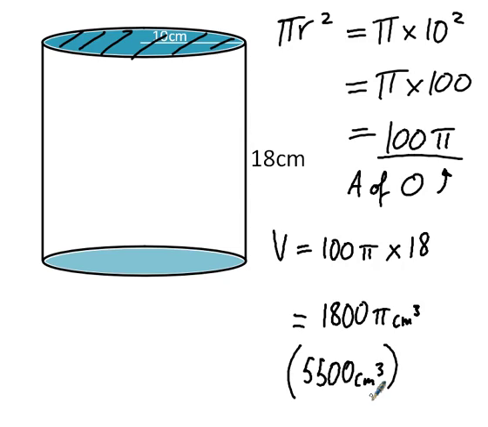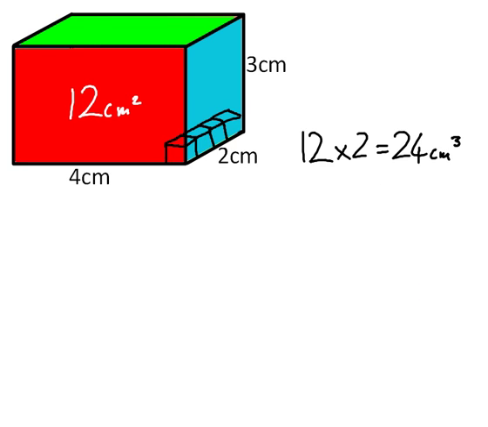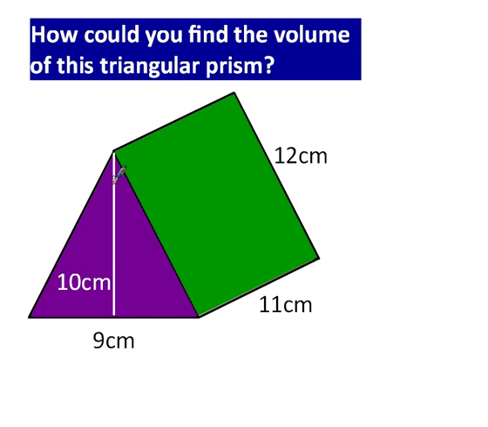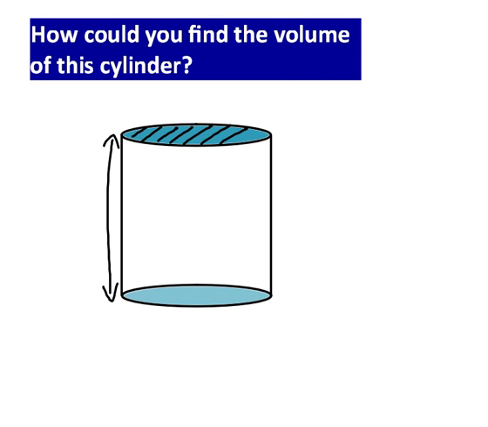Okay, so that's how to find the volume of a prism. You need to find the area of the face and multiply it by the depth. Same here, find the area of the face and multiply it by the depth. And the same here, area of the face, multiply it by the depth. And identically with the cylinder as well. Find the area and then multiply it by the depth.